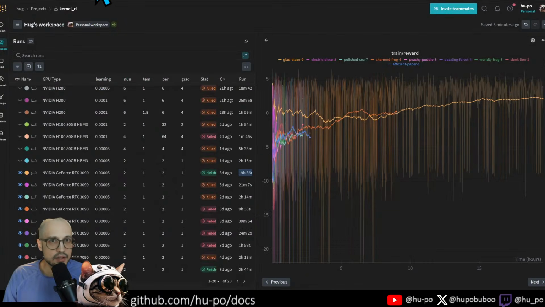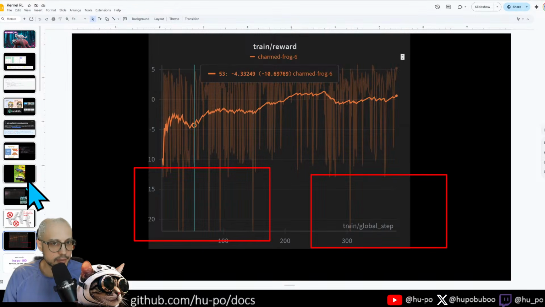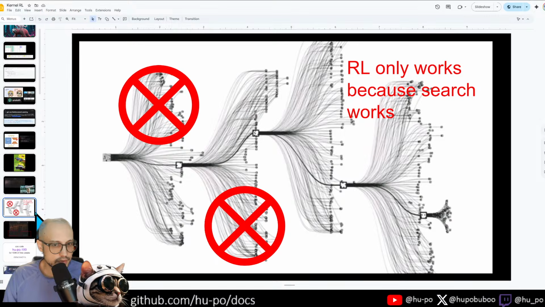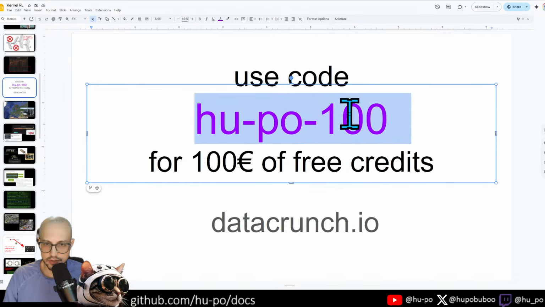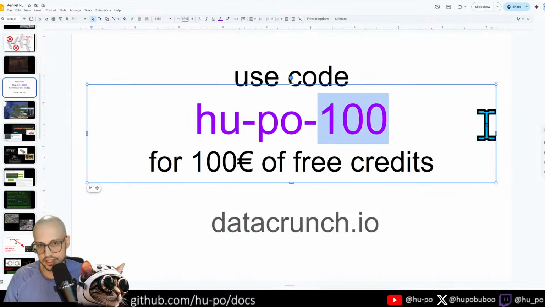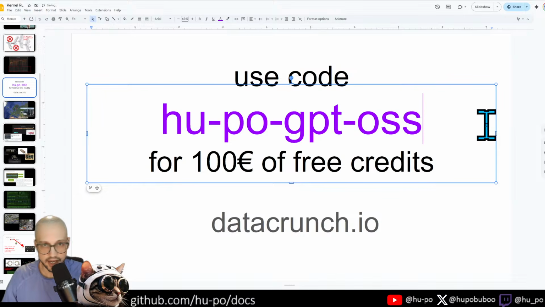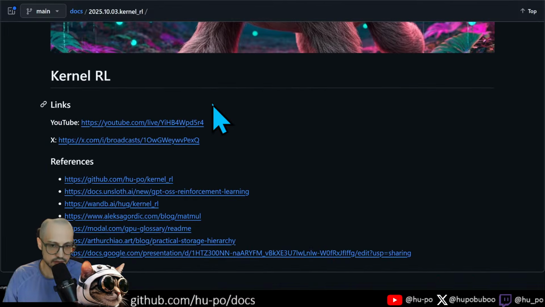Okay. What other thing can we talk about here? So, yeah, I guess let me go into this. The next thing, it's not Hoopo 100, it's Hoopo GPT OSS. I got a new code for you guys.